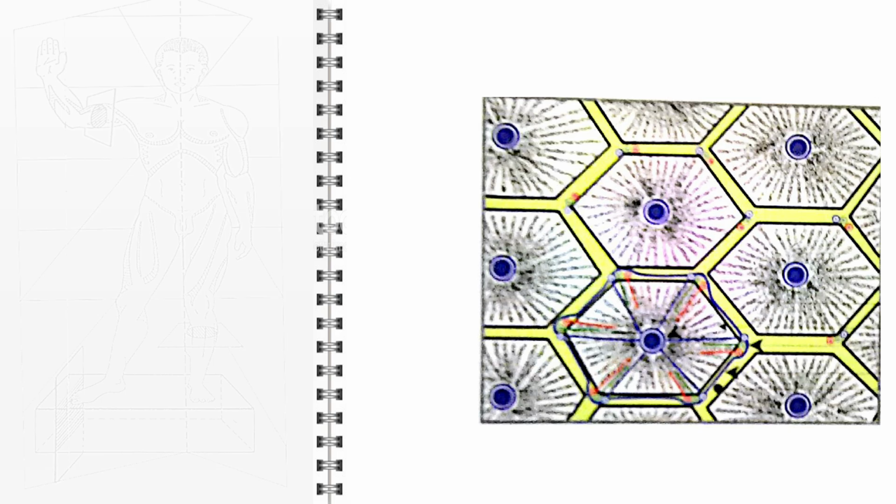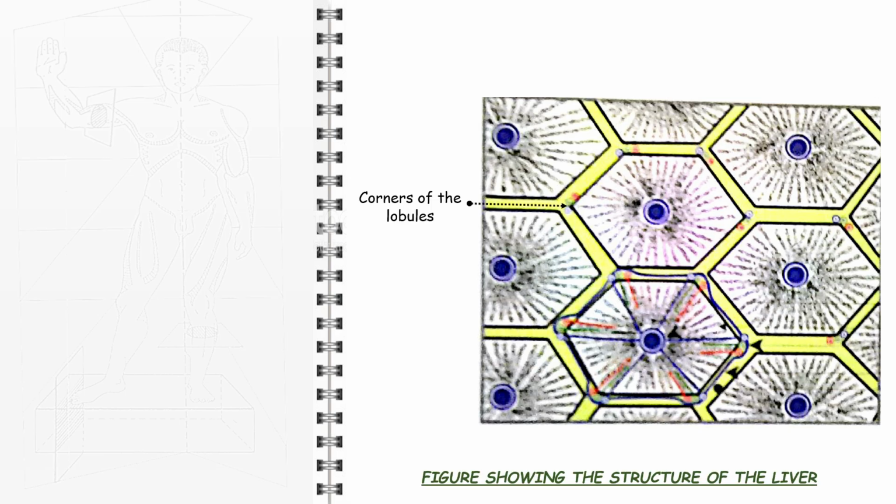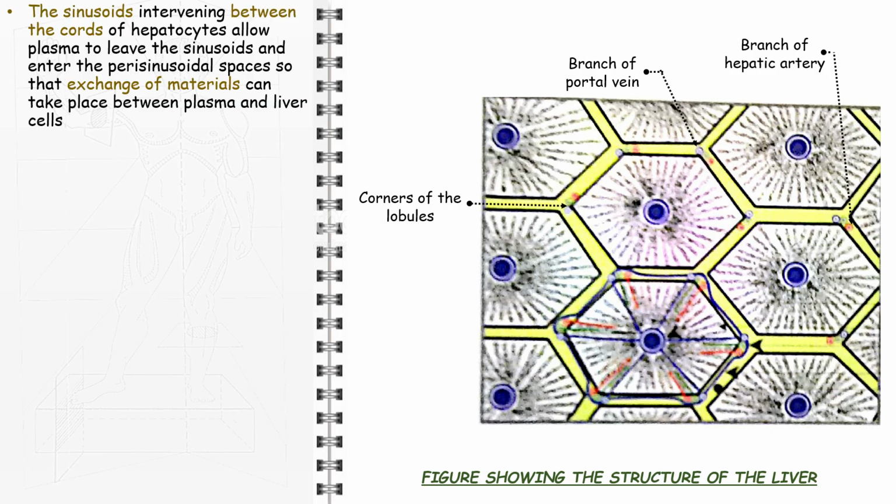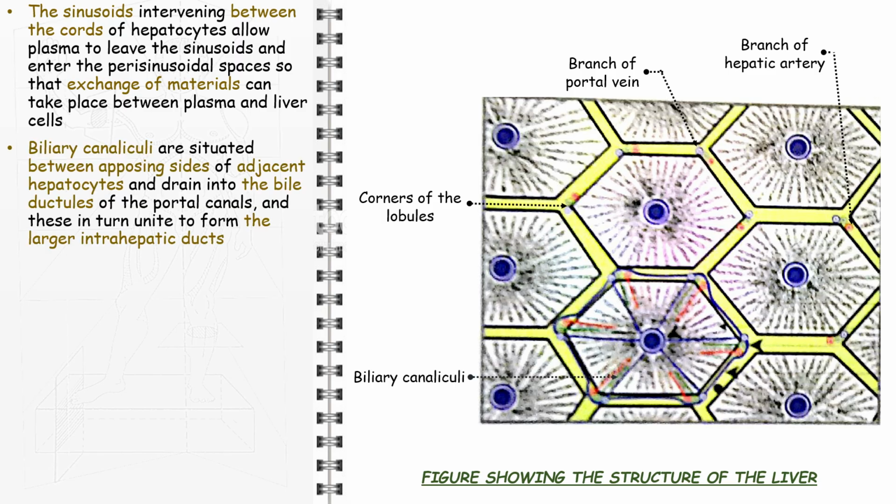The sinusoids intervening between the cords of hepatocytes allow plasma to leave the sinusoids and enter the perisinusoidal spaces so that exchange of materials can take place between plasma and liver cells. Biliary canaliculi are situated between opposing sides of adjacent hepatocytes and drain into the bile ductules of the portal canals, and these in turn unite to form the larger intrahepatic ducts. The central veins flow into hepatic veins.